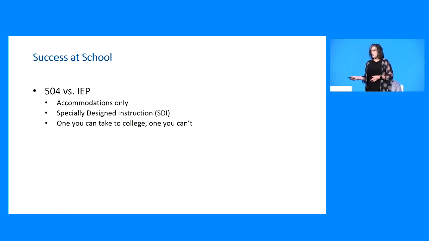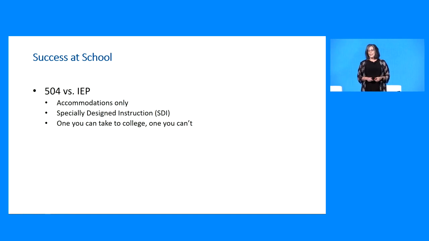When do you need to switch over? When your student needs direct services, things that an adult needs to come and help your student with, that's when you should switch to an IEP. We call it specially designed instruction. When the instruction that's happening in the classroom needs to be specially changed to meet the needs of your student, that's when you need to switch to the IEP.